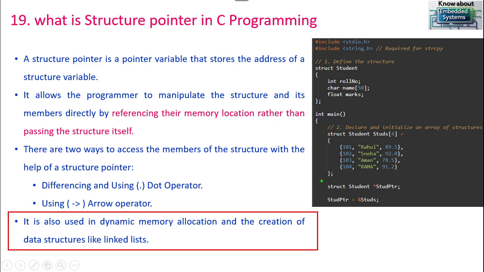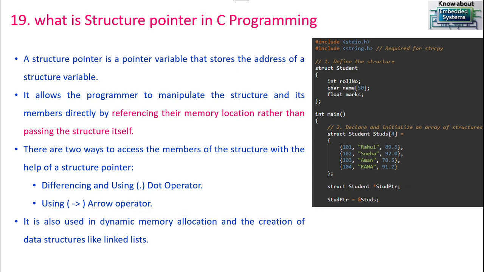And how do you initialize a structure pointer? It's pretty simple, and I have already explained it. We have to define one pointer that should be of the type of your structure. The student is my base structure, so I'm going to create one pointer, star stud pointer, which is of type student. Then I allocate the address of studs to the student pointer. In this way we can declare the structure pointer and assign it the address of the structure.